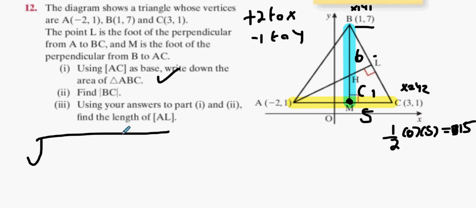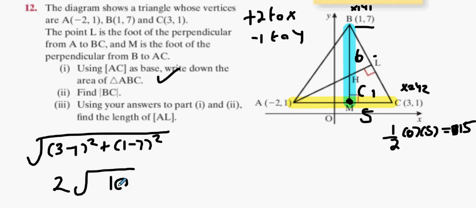So what's 3 take away 1 squared, and what's 1 take away 7 squared? Throw that into the calculator, lads. Let me know. Give me it in square root form. 2 root 10. Lads, everybody happy with 2 root 10?